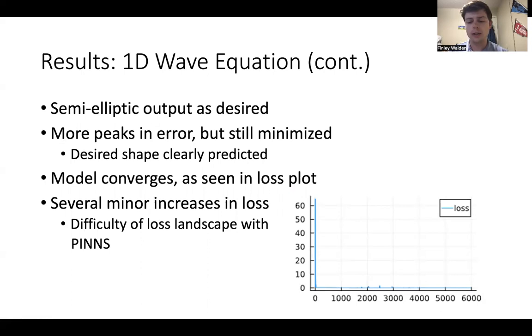In terms of the loss convergence, there are several small peaks here between about 1,500 and 4,000 iterations. They're very small peaks, but of course, any increase in the loss is notable. But it does converge by 6,000 iterations, showing that, again, by the two methods of evaluation, the error and the loss, this model does generate the correct output.